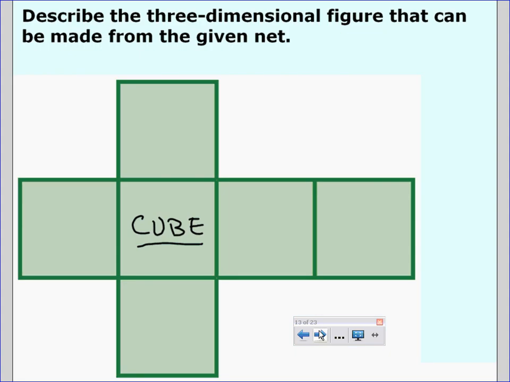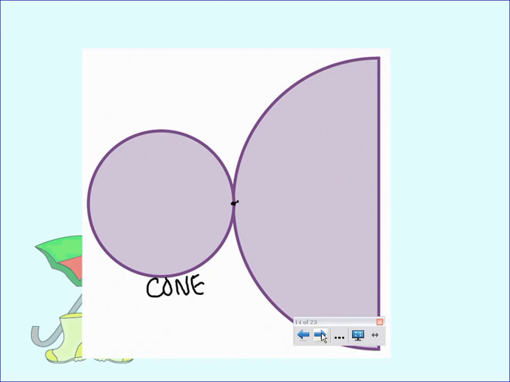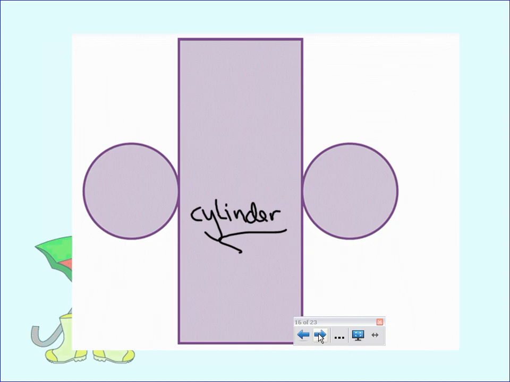The first one, as we fold it up, becomes for us a cube. The second one that we fold up actually becomes a cone. We have a circular base, and then the semicircle comes around and helps us create the cone. This one, when we look at it, we have 4 triangles. They all look the same. I have a base, and then I have 3 triangles. I fold them up, I get a pyramid.